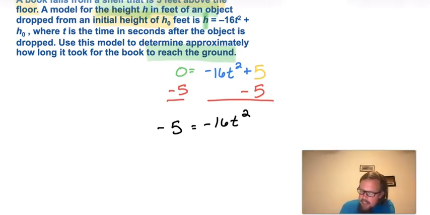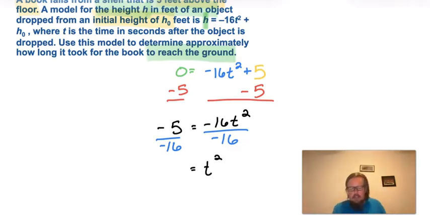Now let's go ahead and divide by negative 16. So negative 5 divided by negative 16. And I have no idea what 5 divided by 16 is, so let me get my calculator. Let's see, 5 divided by 16 is going to be 0.3 something, 0.3125.